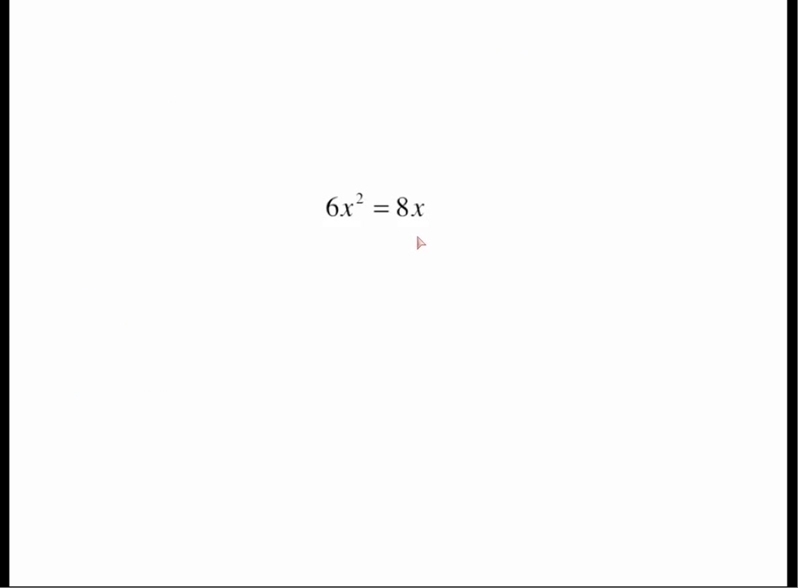This is not in descending order equal to 0, so we need this 8x to come over to the other side. So we will subtract 8x from both sides. When we subtract 8x from both sides, we have it set up in the proper form. We're ready to factor. Now the kind of factoring you have to think about is to take out the GCF. The GCF for 6x squared and 8x is 2x. When you divide each of these by the GCF of 2x, you will get that 3x minus 4 in the parentheses. You are ready to set these equal to 0.